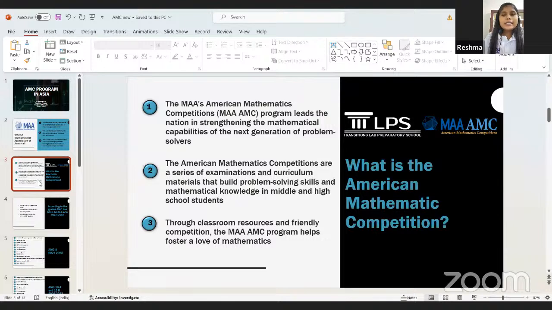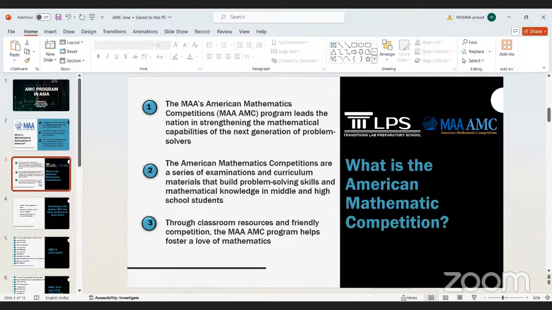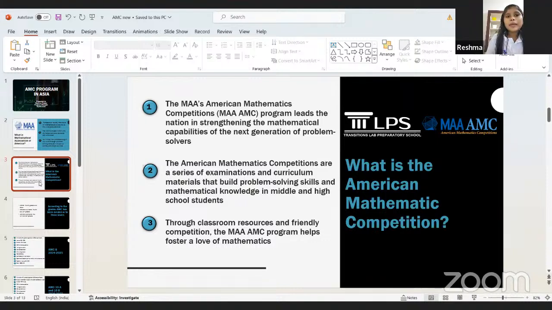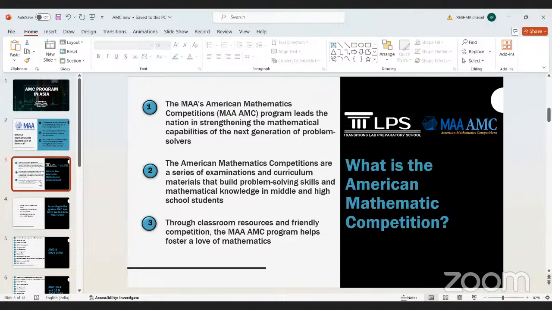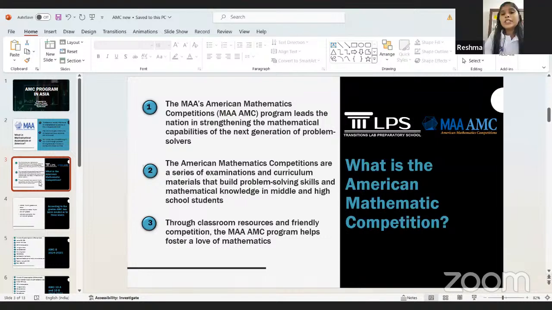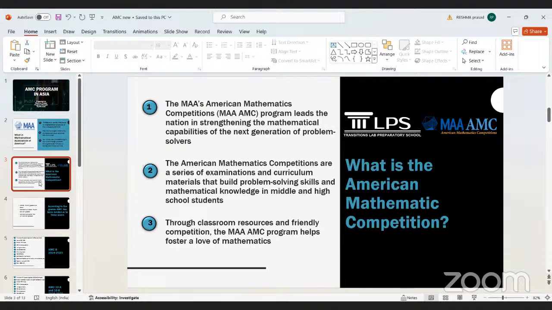So AMC is an international math competition for the students from grade 5th to 12th, and it's a program that leads the nation in strengthening the mathematical capabilities of the next generation of problem solvers. Actually, MAA really focuses on the students' problem solving skills and creative thinking. So to develop the students' creative problem solving skills, MAA has designed such an international math competition called AMC. So that's about the AMC competition.